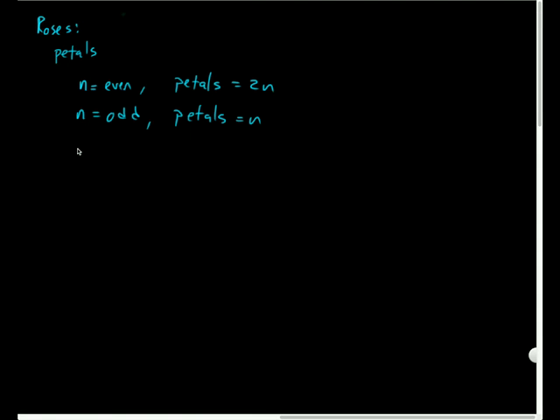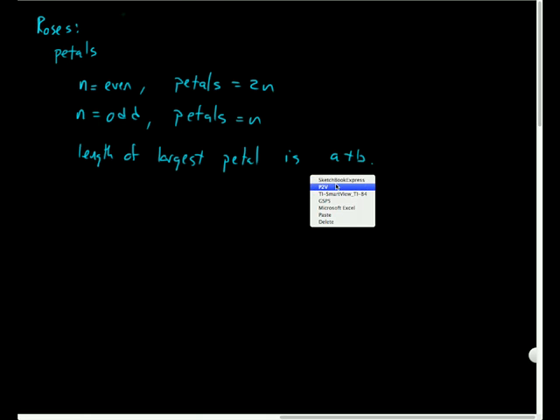So the length of the largest petal is A plus B. And then let's take a look at this.